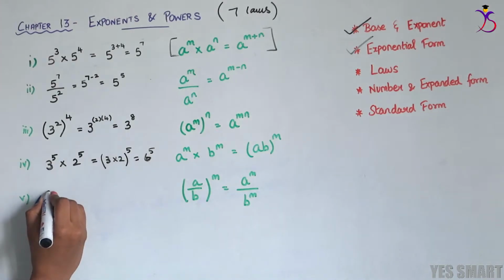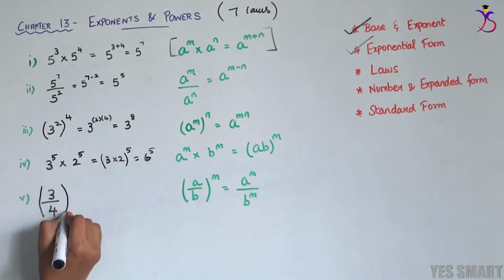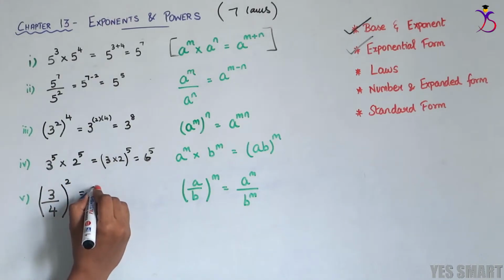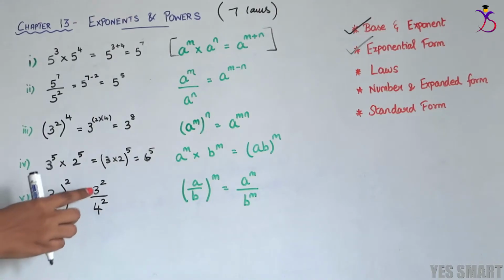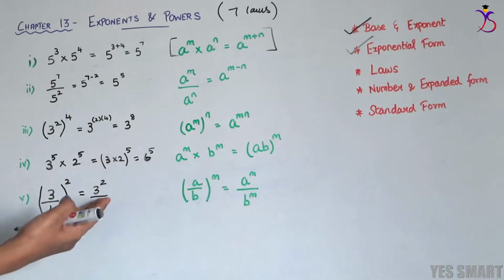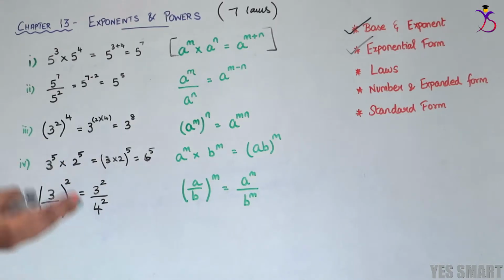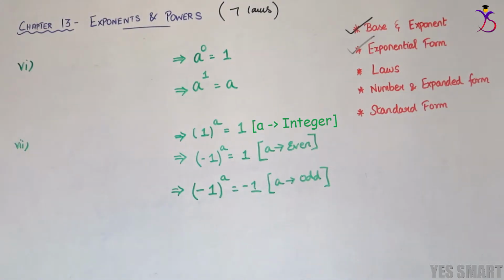So let's look into an example. 3 by 4 the whole power 2. The power 2 is applicable to the numerator as well as to the denominator. Therefore, it becomes 3 to the power 2 by 4 to the power 2. If in the question it is 3 to the power 2 by 4 to the power 2, it can also be rewritten as 3 by 4 the whole power 2, because laws can be applied LHS to RHS or RHS to LHS. Now moving on to the sixth law, a power 0 equal to 1.